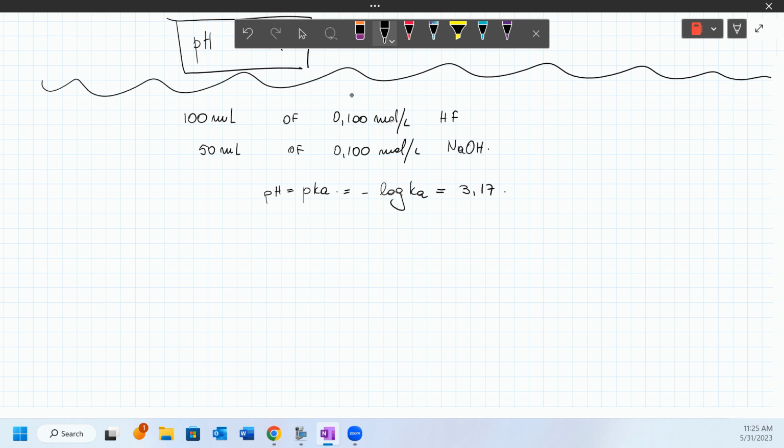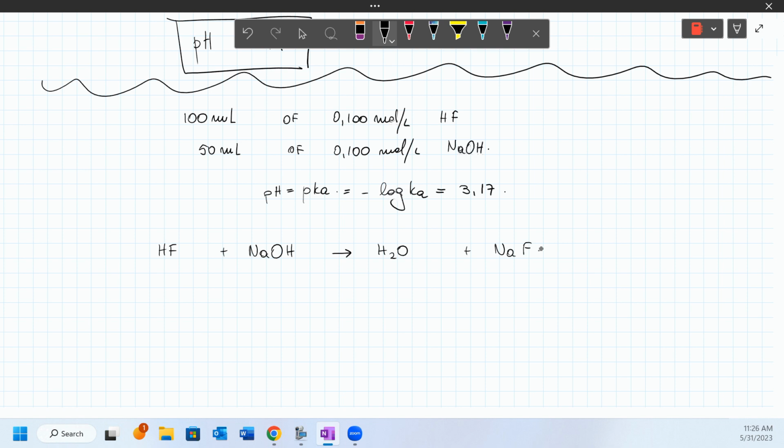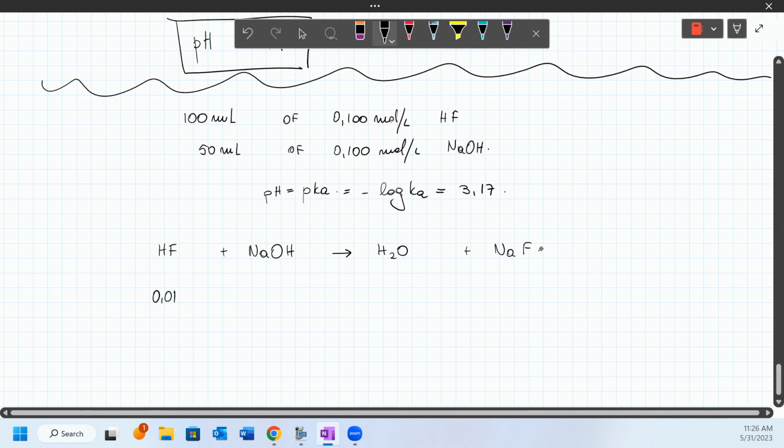Okay. However, this is a question that can be done in 5 seconds if you know this. Now let's justify why it is like this. Let's take a look at the ice table of moles. So HF plus NaOH going to completion to form water and NaF, not NaCl, oops. Okay. So in terms of the number of moles, we have 0.01 mole of HF. We have 0.005 moles of NaOH, because we are at 50 milliliters here.